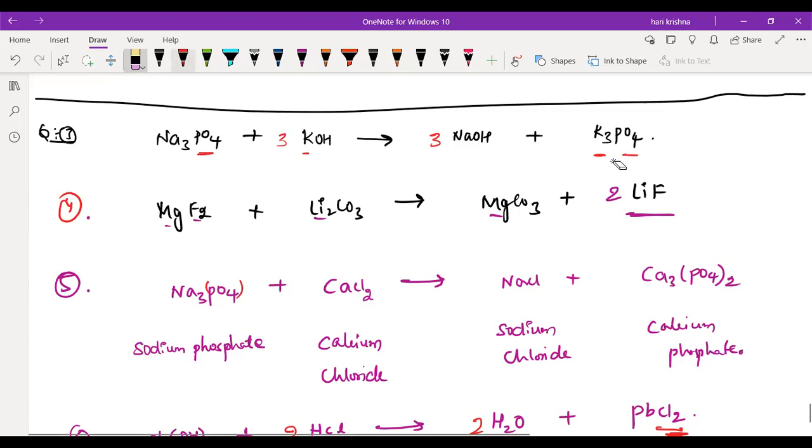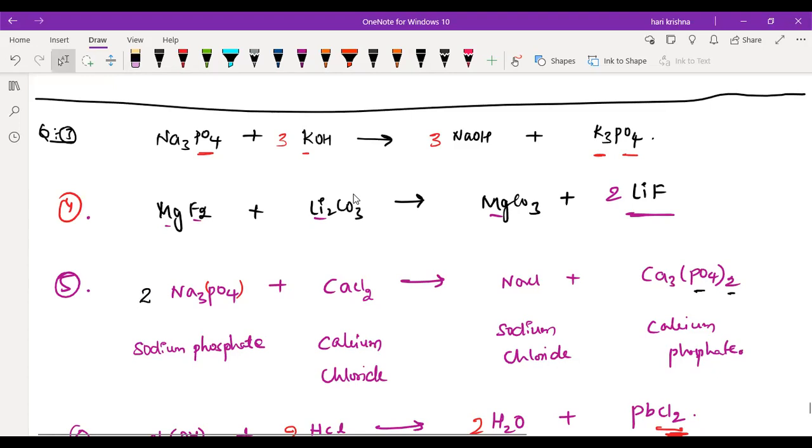We will do the same here also. Suppose you have taken Na3PO4 plus calcium chloride will give NaCl plus Ca3(PO4)2. No, first, which one do you have to start with? Phosphate. How many are there? 1 on the reactant side and 2 on the product side. So you have to take the 2 on the reactant side.